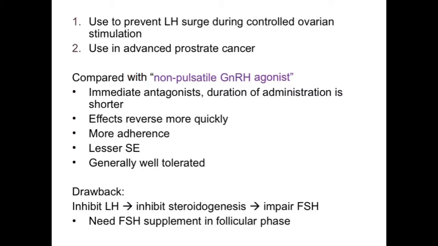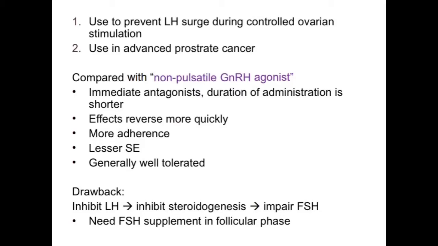These GnRH antagonists are used to prevent LH surge during controlled ovarian stimulation in assisted reproductive therapy, and they are also used in advanced prostate cancer. This sounds familiar, right? Because it seems to have the same effects as non-pulsatile GnRH agonists. So when you compare non-pulsatile GnRH agonists with GnRH antagonists, what is the difference?